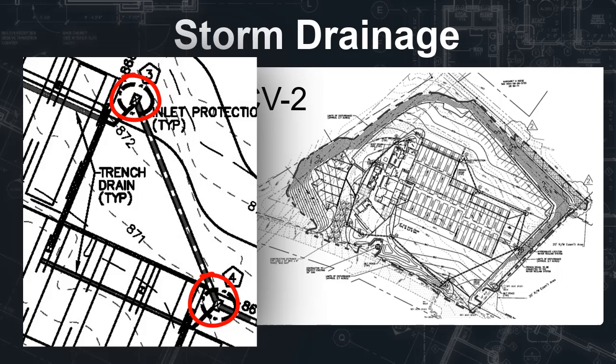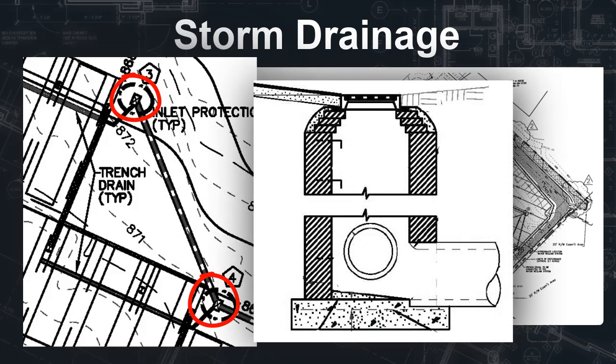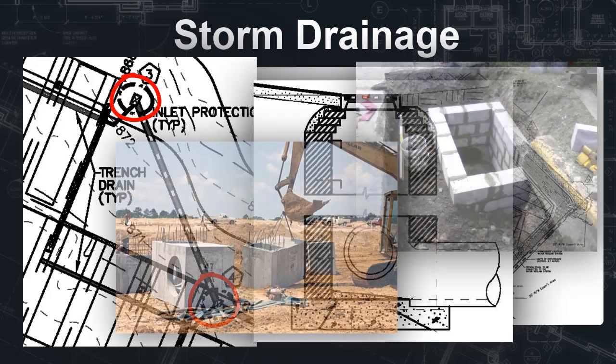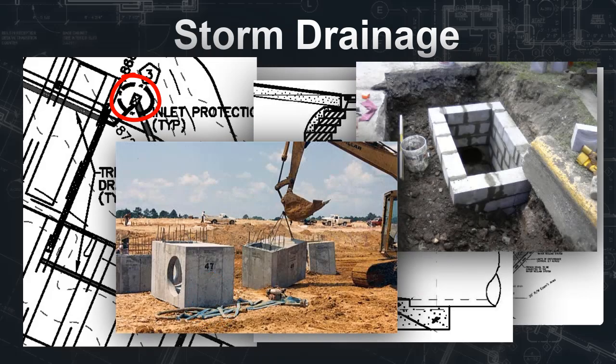You have grate inlets, right? You're probably familiar with these. These are the catch basins that you have, and you have a grate over the top of them. Water flows into that grate. And here are a couple examples of those catch basins actually being installed. You can build them in place with block, or you can have them precast and set them in place.